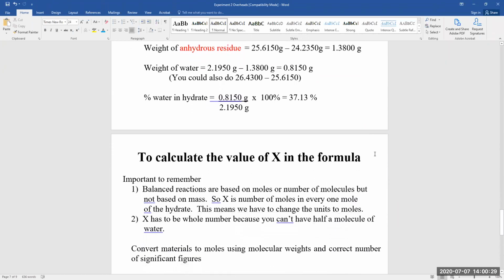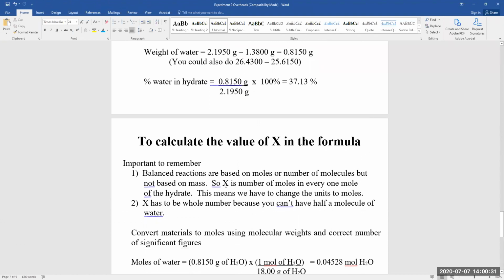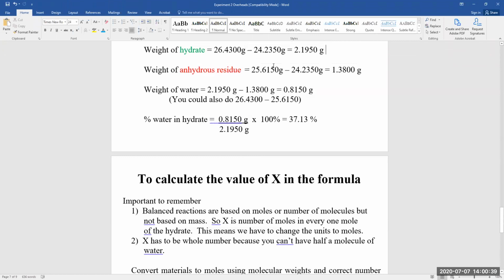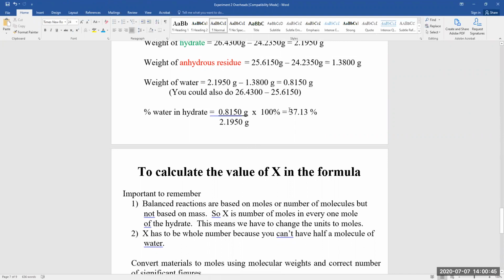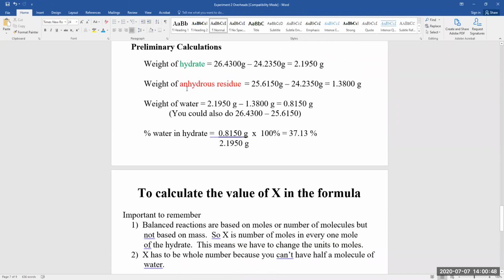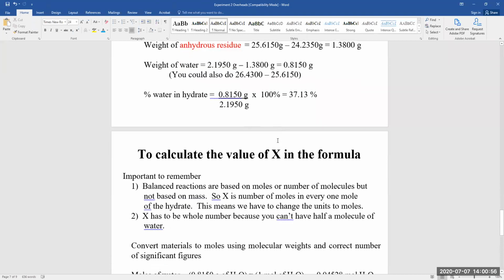But we can't use that to figure out X, because X is a measure of the number of moles of water for every mole of the hydrate. So we have to change the relevant units here to units of mass, to units of moles. We're trying to figure out, for every one of these, remember there's one hydrate for every one anhydrous residue, so for every one of these, how many waters do I have?